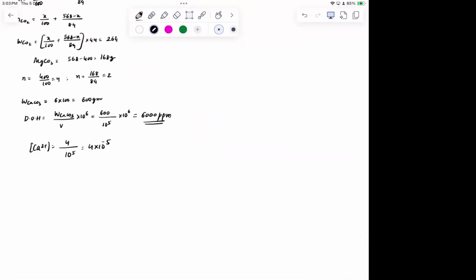Understood? Sorry. Here it is not 6000, beta. I forgot that this is in liters. So 10 raised to power of 3 I have to multiply. So only 6 ppm. Yeah, 6 ppm.